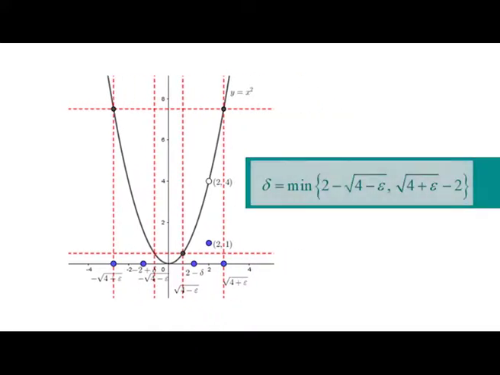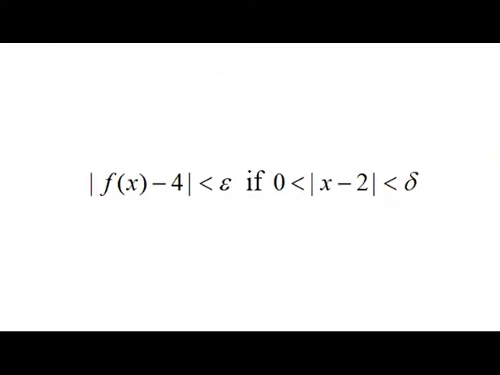In other words, take δ equal to the minimum of 2 − √(4 − ε) and √(4 + ε) − 2. If δ has this positive value, the inequality 0 < |x − 2| < δ will automatically place x between √(4 − ε) and √(4 + ε) to make |f(x) − 4| < ε. Thus, |f(x) − 4| < ε if 0 < |x − 2| < δ.